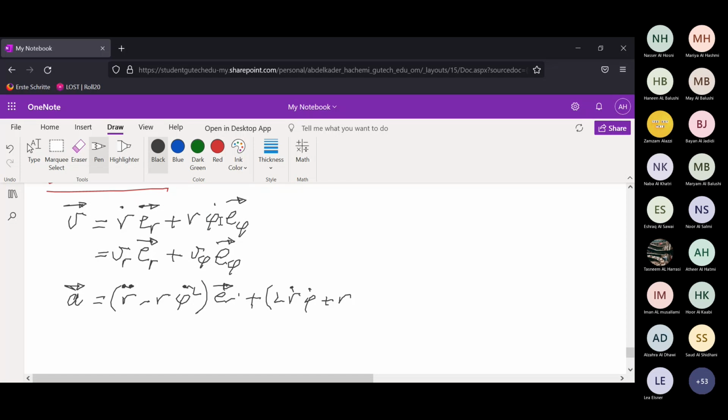And we have V_phi, which is in the circumferential direction, and it's only R phi dot. Now, if we come to the acceleration, look at the equation on the slide, which has R double dot minus R phi dot squared, ER, plus 2 times R dot phi dot plus R phi double dot, in the circumferential direction.